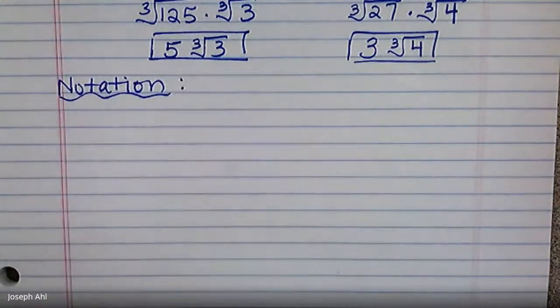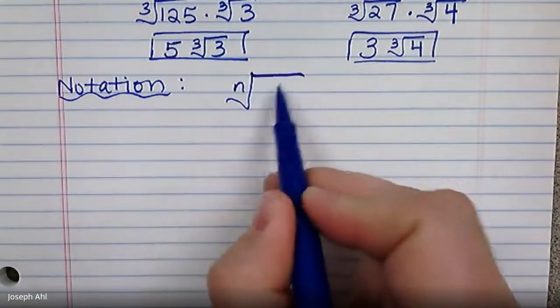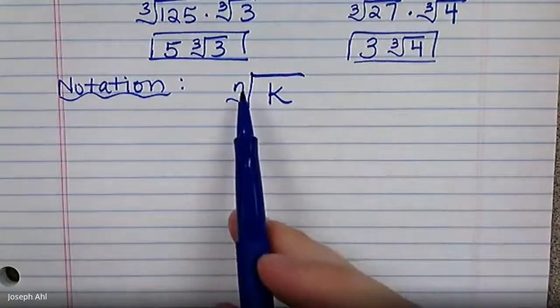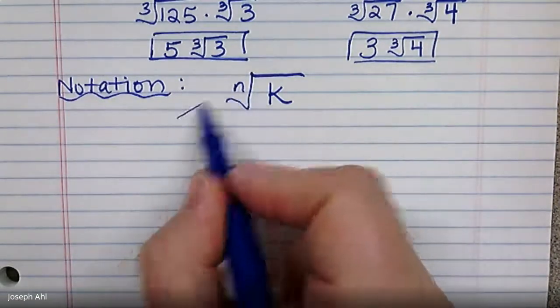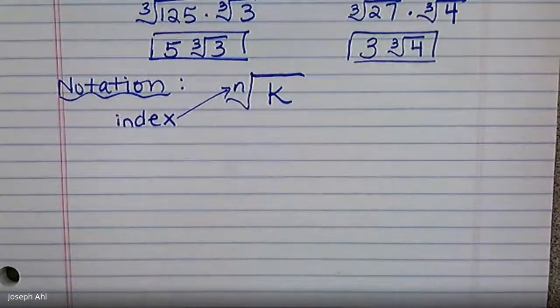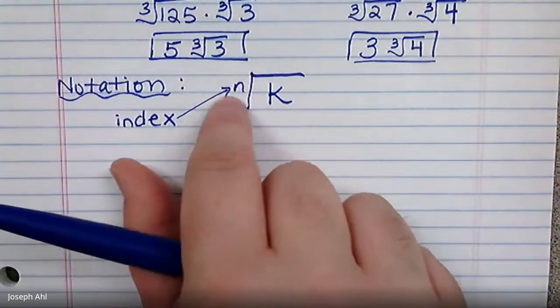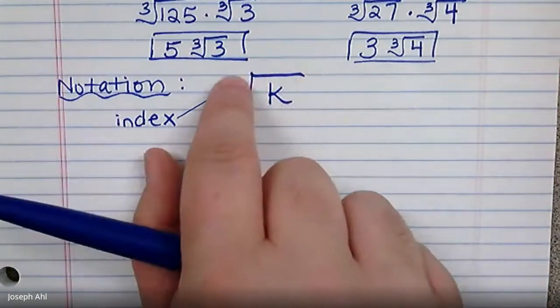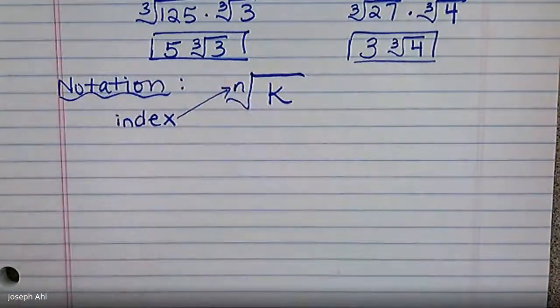So as far as notation goes, if we have something of the form, I would read this as the nth root of k. The number that's right here, I just referred to it a second ago, is called the index. And it's the root that we're taking. So if there's no index written, we're assuming that it's the square root. We don't usually write a 2 there for square root, this radical symbol, without anything written. We operate under the assumption we're taking the square root.